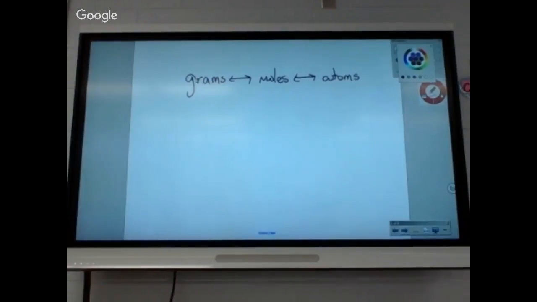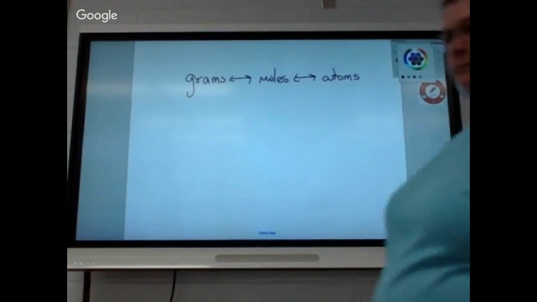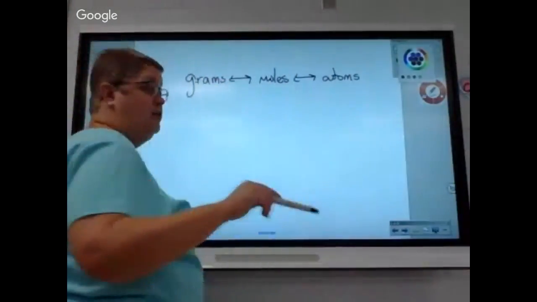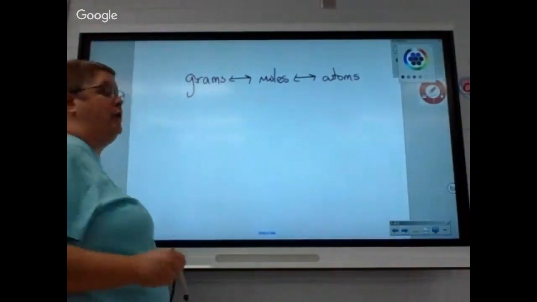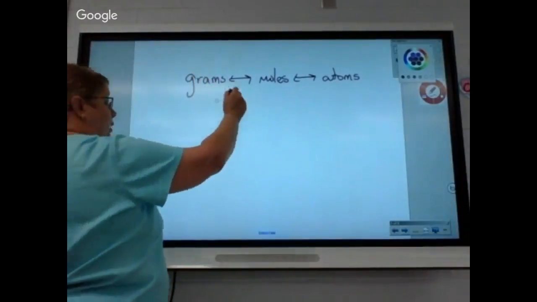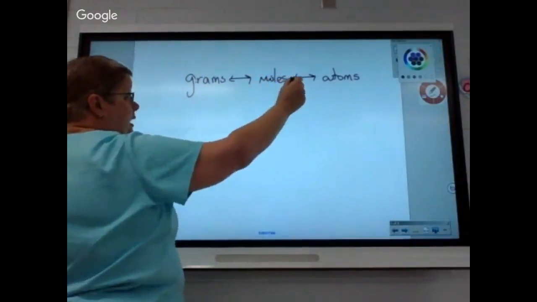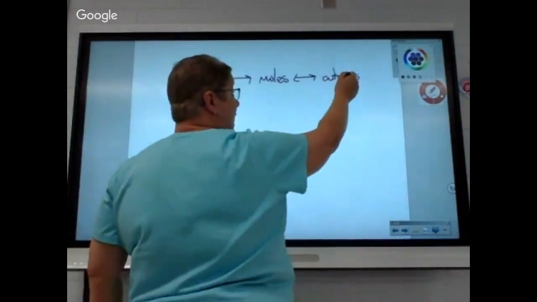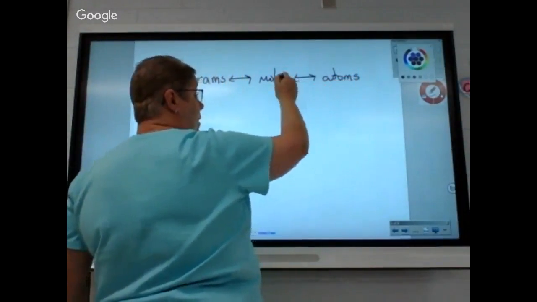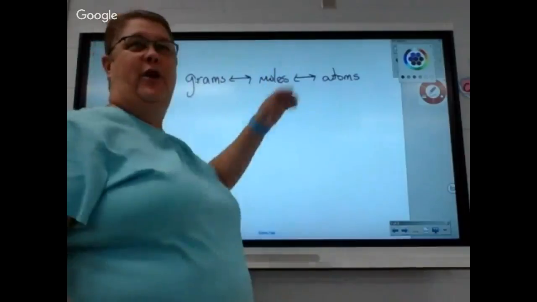Now, if we start in grams, the only thing a gram can go to is a what? To a mole. Some of you won't want to use this because you'll be fine without it. Some of you will want this. So if we start in grams, we can only go to a mole. If we start in atoms, the only thing an atom can go to is a what? A mole. Well, what happens if you're in moles? You had to write period.